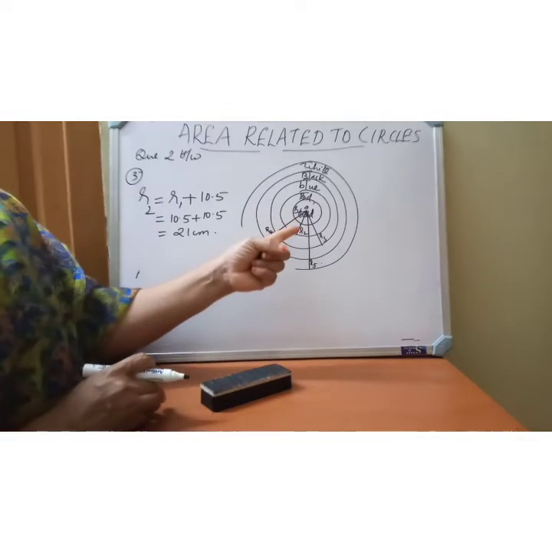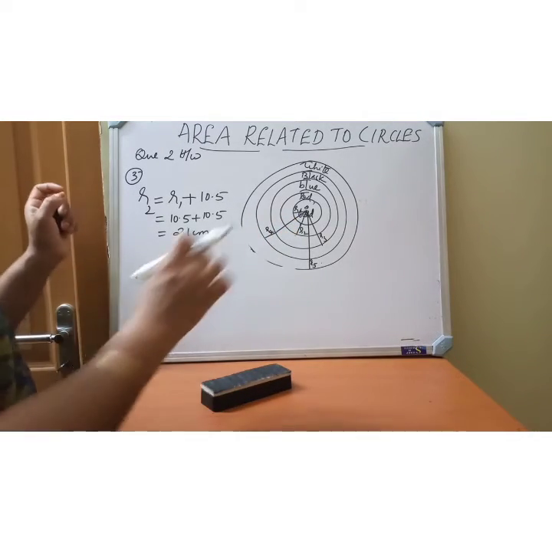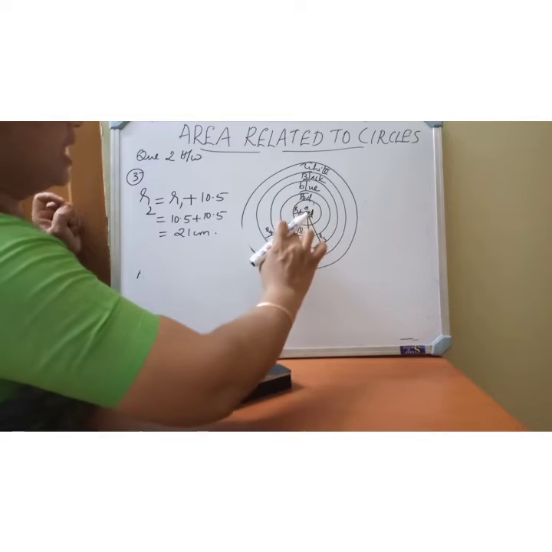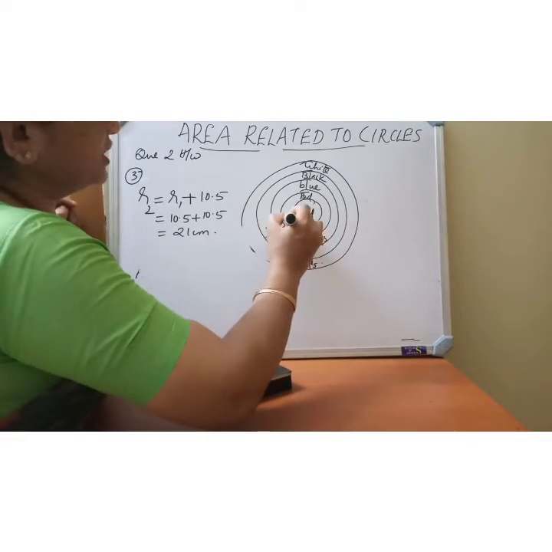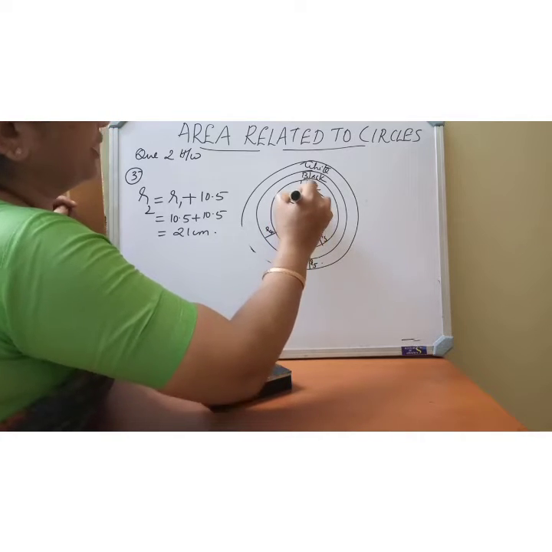Okay, so what will be the area of the red region? Area of the red region is pi r2 square minus pi r1 square, because this portion's area alone we are going to find, isn't it?